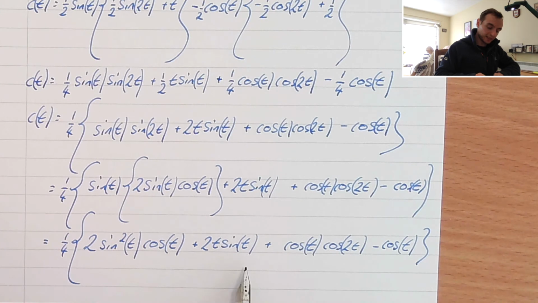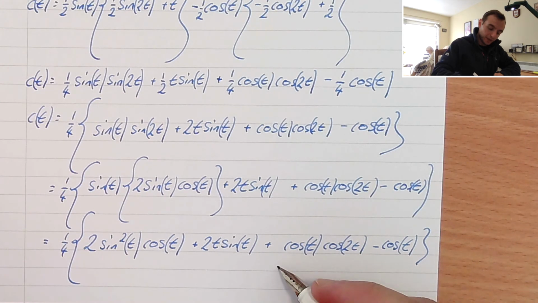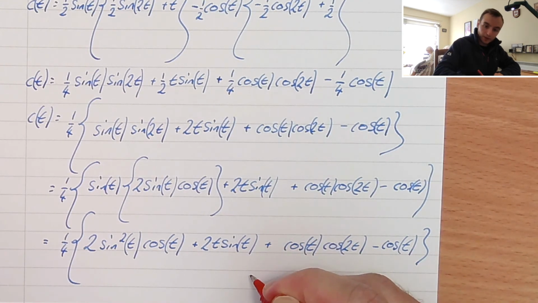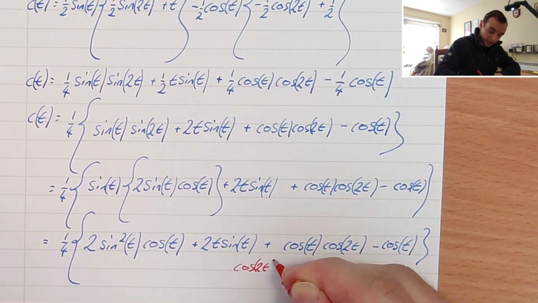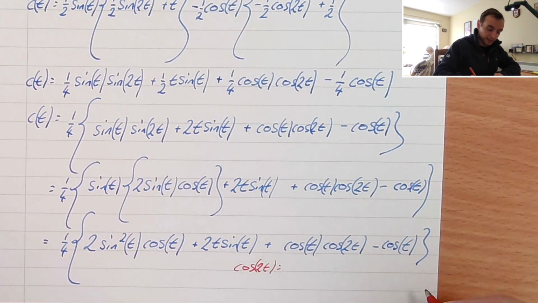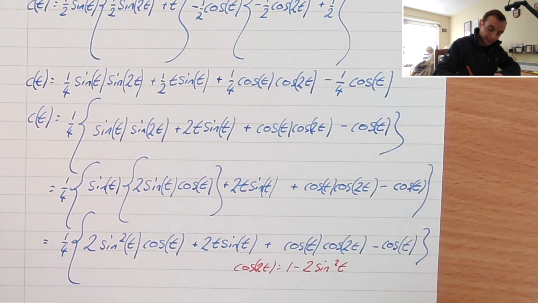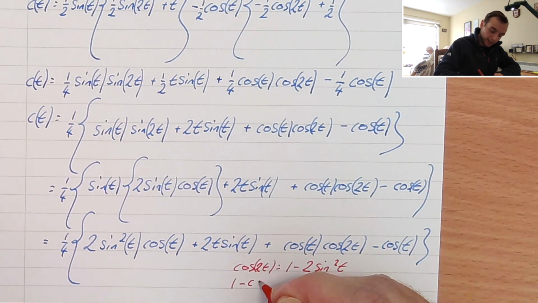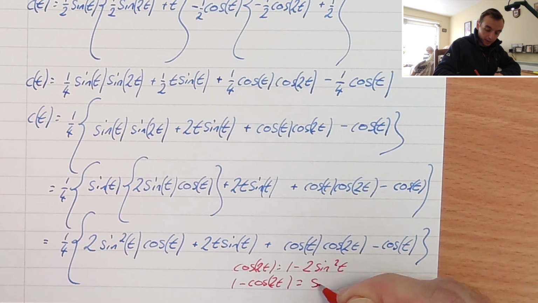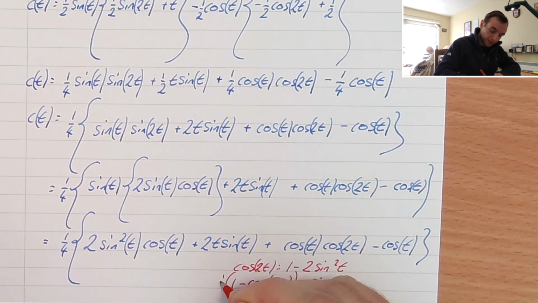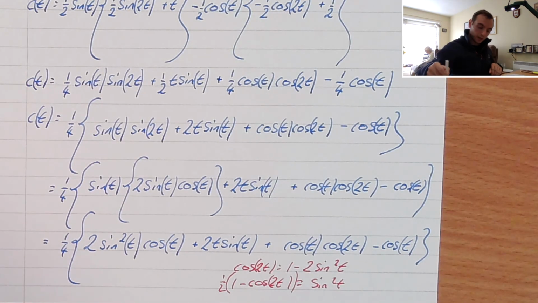So initially, that looks a little bit scary. Let's have a play around with cosine 2t. We know that cosine 2t equals, in terms of trying to get things in terms of a sine format would be nice, 1 minus 2 sine squared t. So 1 minus cosine 2t equals 2 sine squared t, so we can say that sine squared t is a half of 1 minus cosine 2t. So let's go ahead and substitute cosine 2t with 1 minus 2 sine squared t.